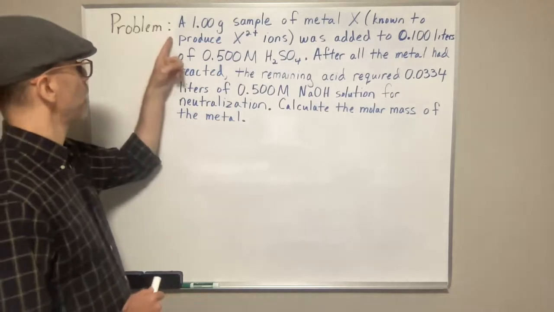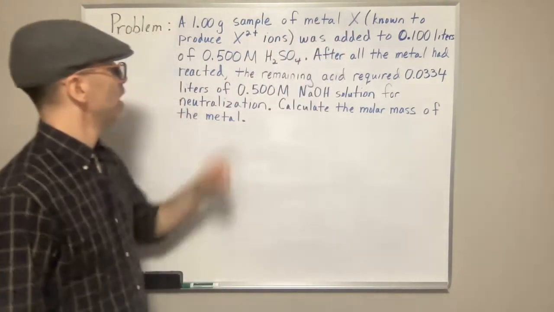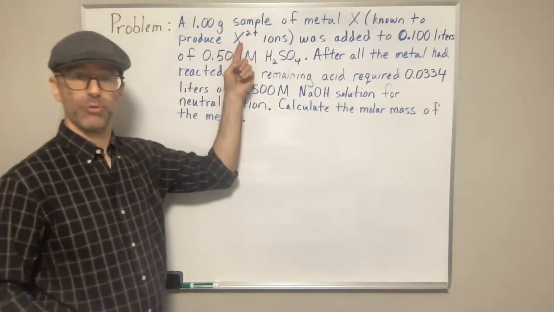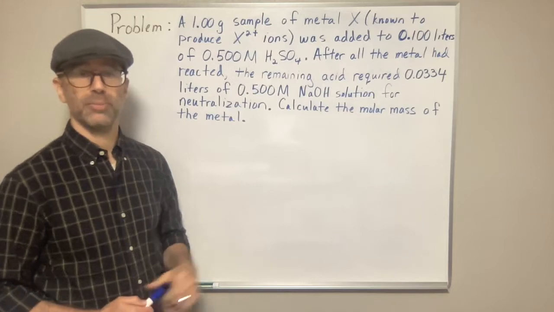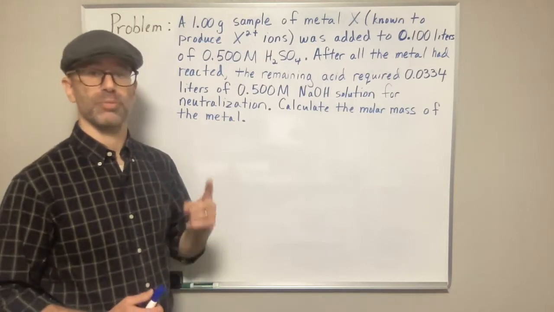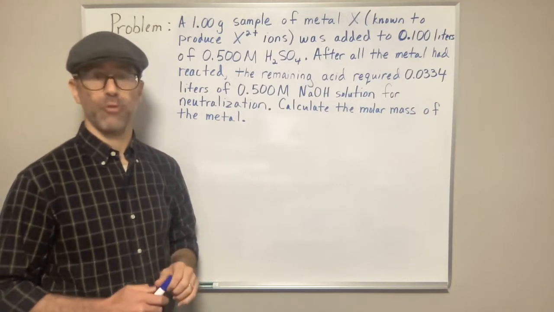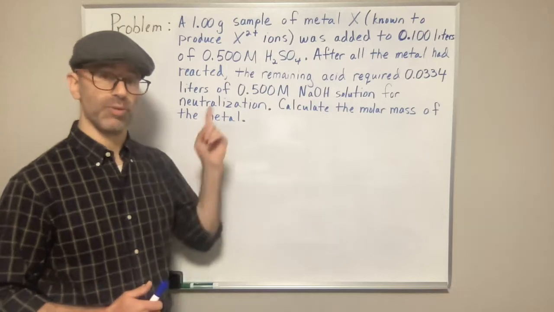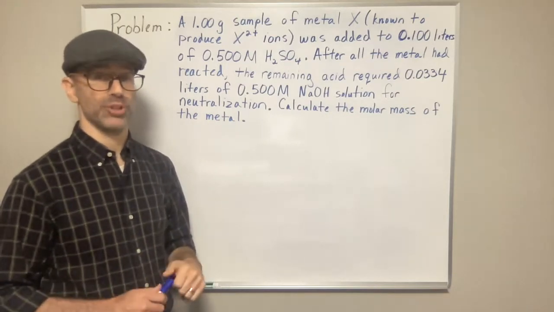Okay, so let's get into this. So in this problem you have a 1.00 gram sample of metal X. You know that this metal X forms a 2+ ion. That should let you know that this is probably going to be a main group metal in group number 2, because we know the group 2 main group metals tend to form a 2+ charge. So we should expect this metal to be in group 2.